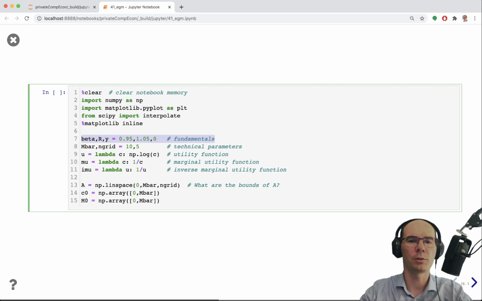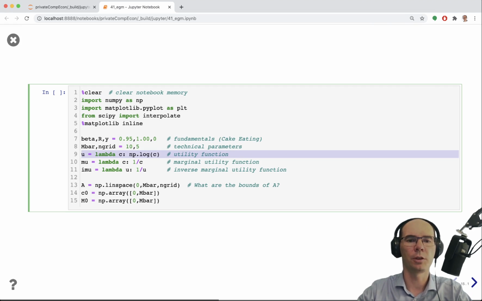Now, here are the fundamentals for the problem. They are beta, r, and y, and observe here that first I'm setting y to equal 0, exactly. So there is no income. This is a cake-eating problem, although the cake is growing a little bit. We can make it not grow. So this is a cake-eating problem. Now m bar and number of grid points, let them be 10 and 5.